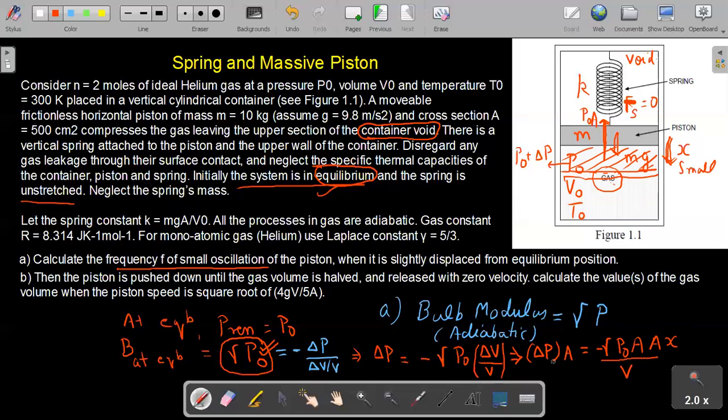So this is the force, delta P into A. You can say that delta P into A is the restoring force by this gas. This is the additional force by the gas under the piston.